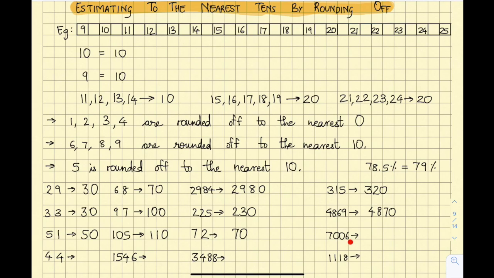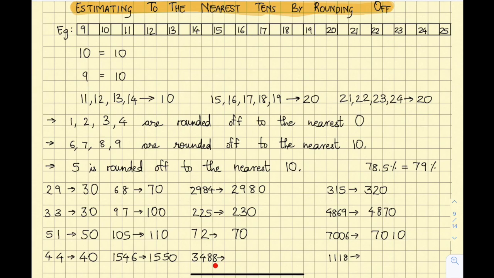7006: 6, 7, 8, 9 is rounded off to the nearest 10. So here the nearest 10 is 7010. 44: 4 is rounded off to the nearest 0. So here the nearest 10 is 40. 1546: 6, 7, 8, 9 is rounded off to the nearest 10. So the nearest 10 will be 1550.